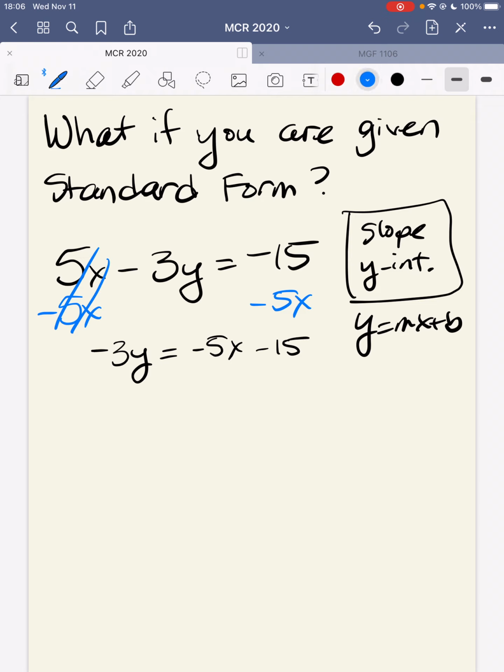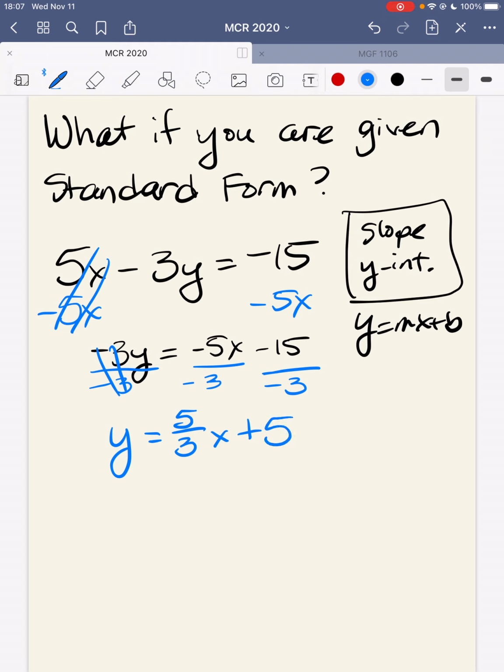In order to solve for y, I need to divide everything by negative 3. That's going to solve this for y. A negative over negative is a positive, so I have 5 over 3x. Negative over negative is also a plus, and 15 divided by 3 is 5. So this line would have a slope of 5 over 3 and a y-intercept of (0, 5).